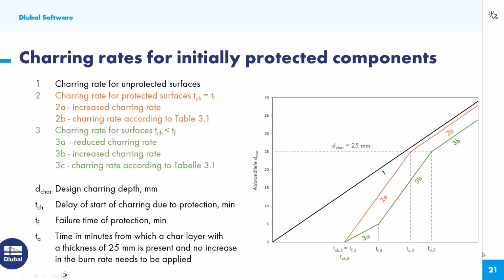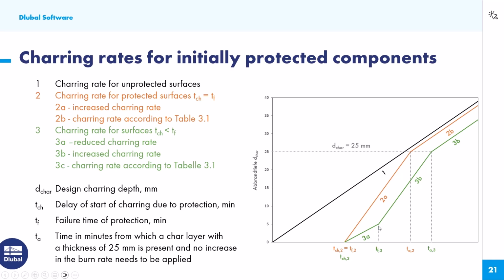And the second curve is where the protection is still active. It's still on the floor, for example, but behind the protection the fire has started already, yeah, but the protection is still on the floor. So in this case we can consider a reduced charring rate until it will fail.